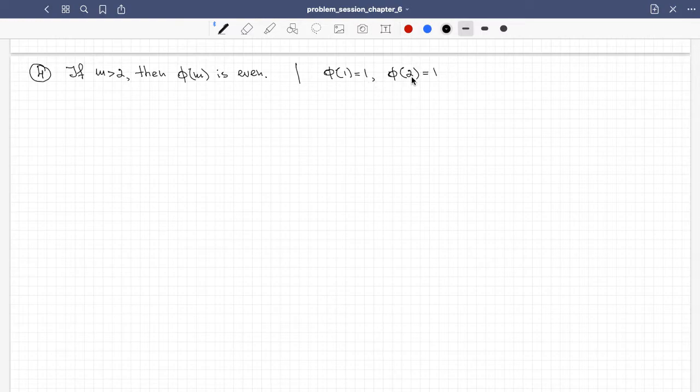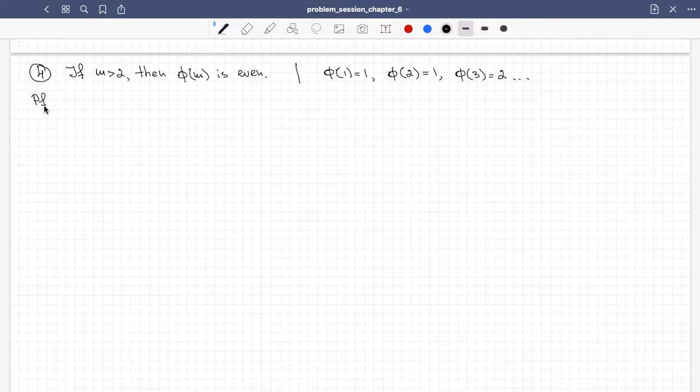So from the next point on, what is phi of 3? The number of positive integers which are smaller than 3 and relatively prime to 3: there are only 2 integers smaller than 3, 1 and 2. Both of them turn out to be relatively prime to 3. So there are 2 of them. This is already even, and we want to prove that from this point on, the number phi of m is always even.